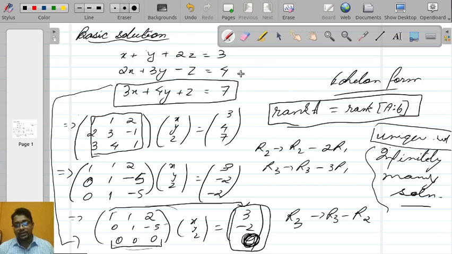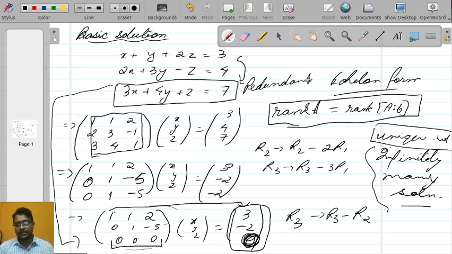If you observe carefully, the third equation is the sum of the first two equations. So this equation does not contribute anything extra to the solution. It doesn't matter whether this equation is there or not. So this equation is redundant.